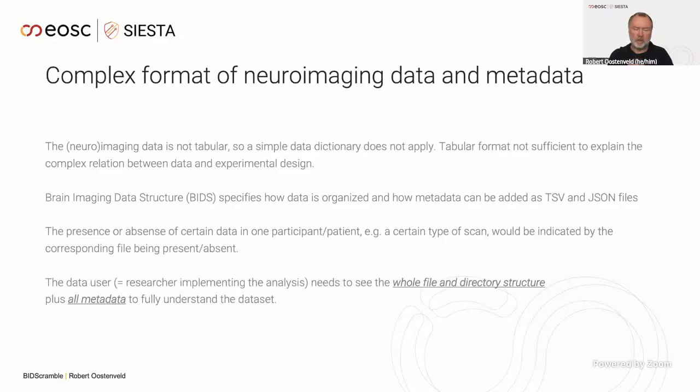The implication of that is that the data user, so the researcher that is implementing the analysis, needs to see the whole file and directory structure, plus all the metadata to fully understand the data set and to be able to implement an analysis pipeline in the domain-specific tools, such as FSL or Fieldtrip or SPM or MNE-Python or any of those tools that we use for neuroimaging data.